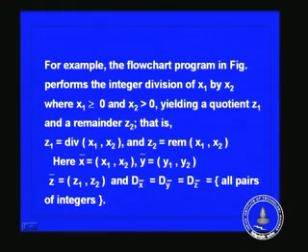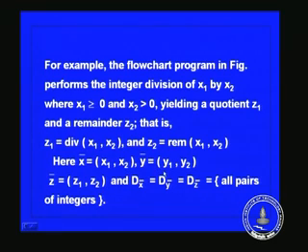The flowchart program in the figure which you have just seen performs the integer division x1 by x2, where x1 is greater than or equal to 0 and x2 is greater than 0. You cannot divide by 0. So, x2 has to be greater than 0, yielding a quotient z1 and a remainder z2. That is, z1 is the quotient when x1 is divided by x2, and z2 gives the remainder when x1 is divided by x2. Here the input variables are x1, x2, and they are pairs of integers, non-negative integers.